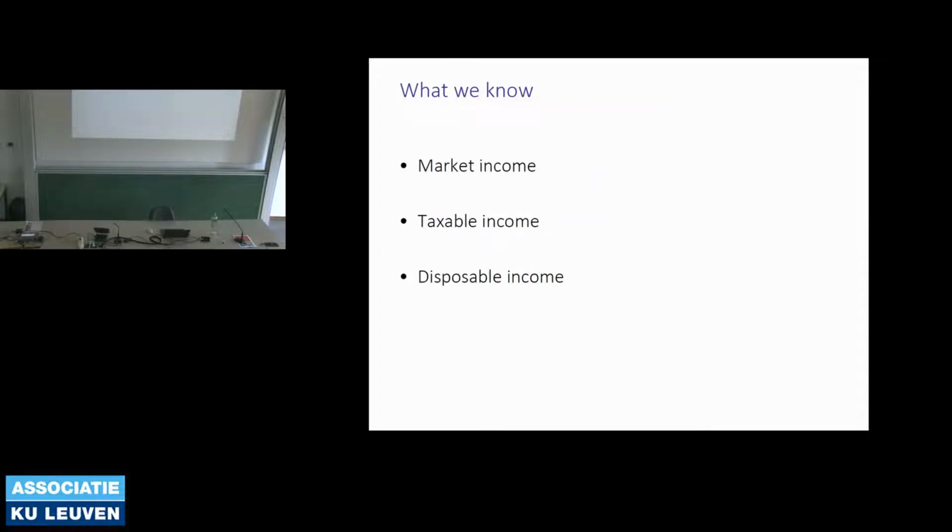And that's what I'm going to talk about right now, and I will follow basically the structure provided by the different income concepts. So first I'm going to talk about what we know about market income, then what we know about taxable income, and then what we know about disposable income. About market income, I can be very short. We know very little about market income in Belgium.